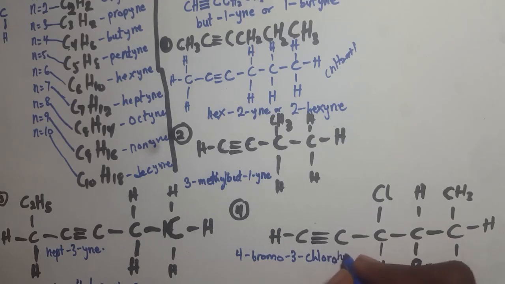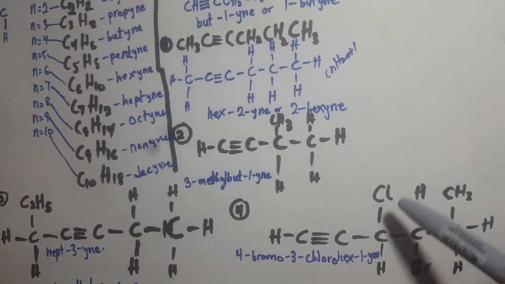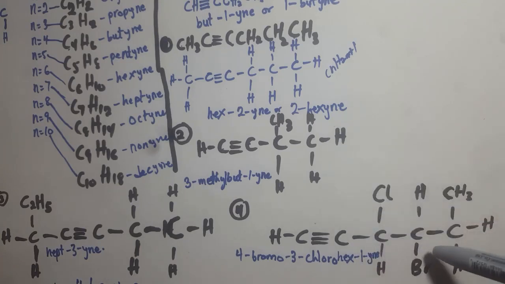hex-1-yne. Yes, 4-bromo-3-chloro-hex-1-yne. So that is it. Now when you have an alkyl group, an organic substituent, and then an inorganic substituent in an organic compound, you name the inorganic substituent first. Let's just see one more example on that.